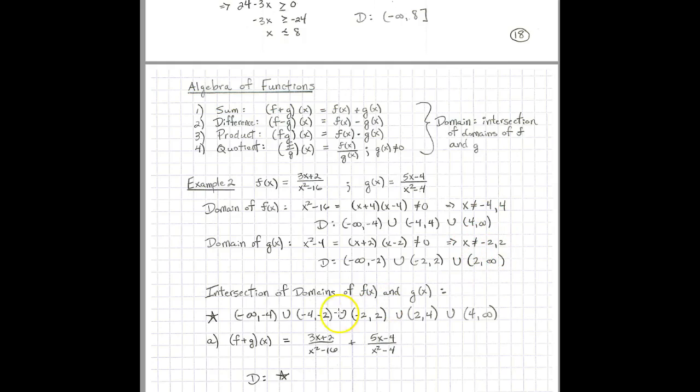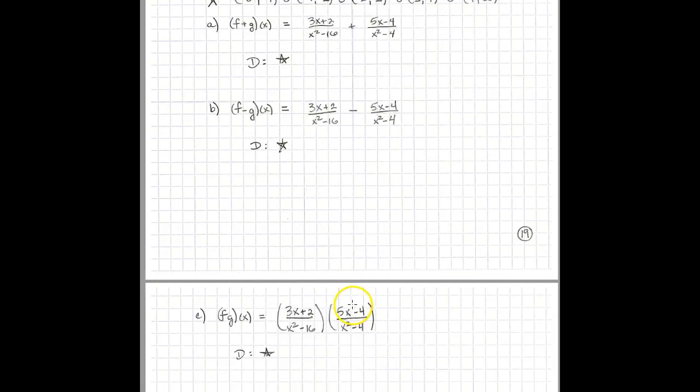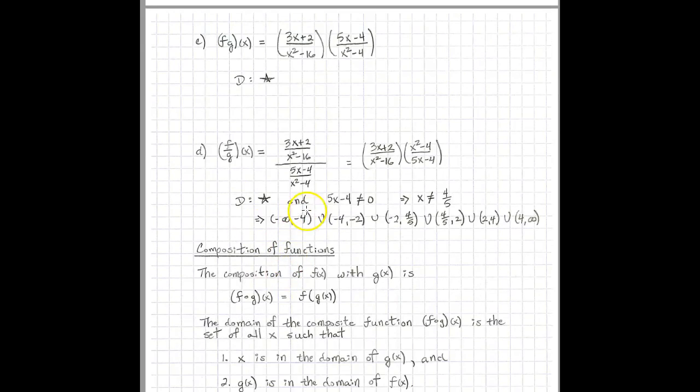So if I write that all out this way, there's my interval notation for the intersection of those domains. In other words, I can't include any of these 4 values of x here. That's how I have to write it in interval notation. So f plus g of x has that domain. F minus g of x has that domain. F times g of x has that domain. F divided by g of x has that domain.